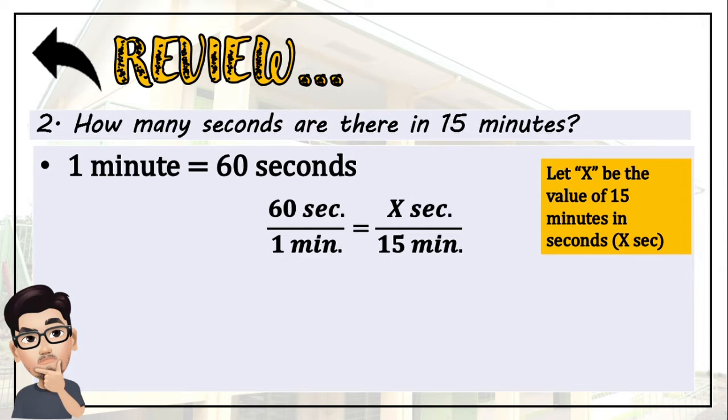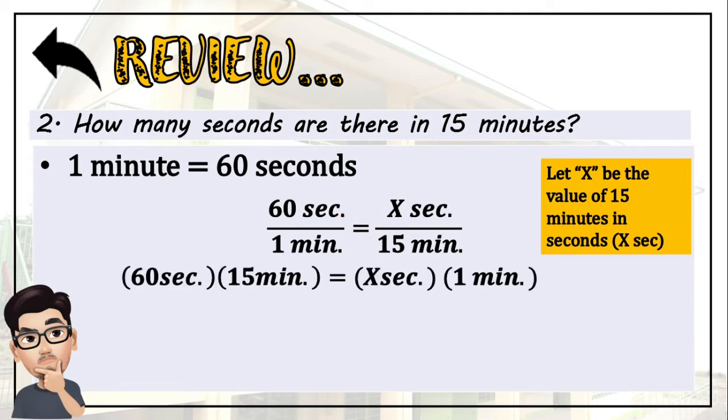Going back, 1 minute will be put on the larger unit part, and since 15 minutes has a larger unit, we will place it on the remaining larger units part. We don't yet have the value for the seconds unit, so that will be x seconds on the remaining place for the smaller unit. Next step is that we are going to cross multiply them, so we will arrive with 60 seconds times 15 minutes equals x seconds times 1 minute. So again, to avoid confusion, we will remove the units.